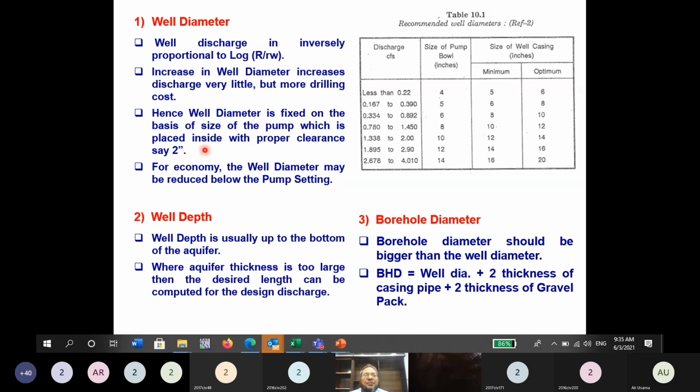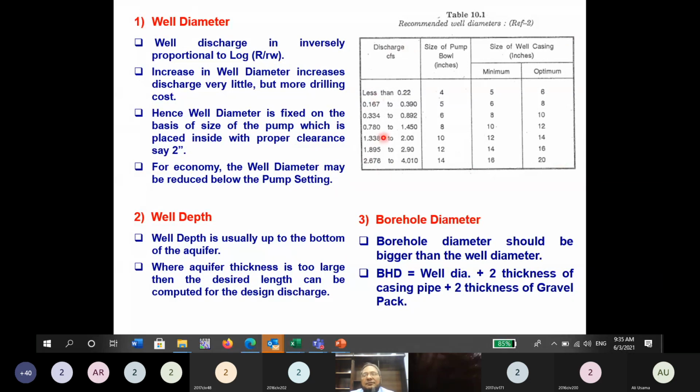2 inch clearance रख लेते हैं. For economy, the well diameter may be reduced below the pump setting. Pump setting से नीचे हम diameter और कम कर सकते हैं. Anyway, this is the table 10.1, which we can use for selecting the well diameter.